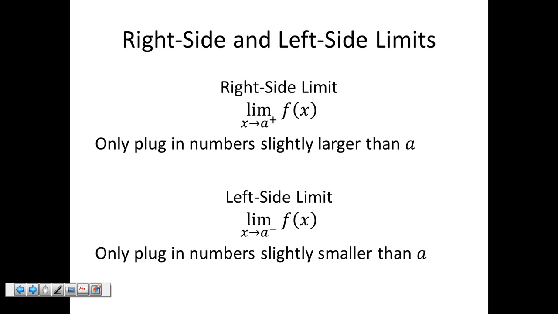Now, how do I know when I have a right side or a left side limit? Look at this little notation right here. This little notation up here is not a power, it's part of our notation that is saying plug in numbers that are just a little bit bigger than a. And for a left side limit, we see a negative in that location. So that negative that looks like it's in the power is telling us to plug in numbers just a little bit smaller than a.